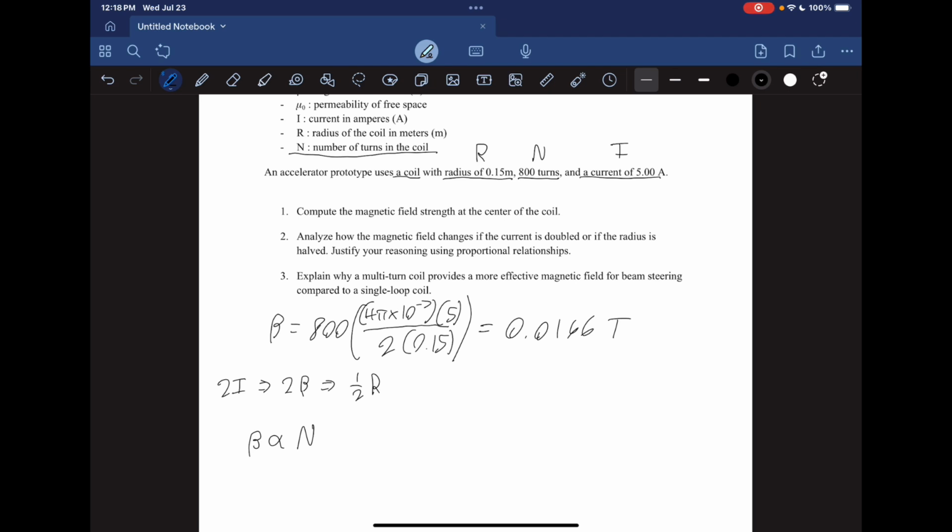This is much more effective than, say, a whole bunch of single loop coils lined up in a row, which would take up a lot more space than just having one smaller, more compressed multi-turn coil. So it's a more effective magnetic field than a single loop coil in that way.